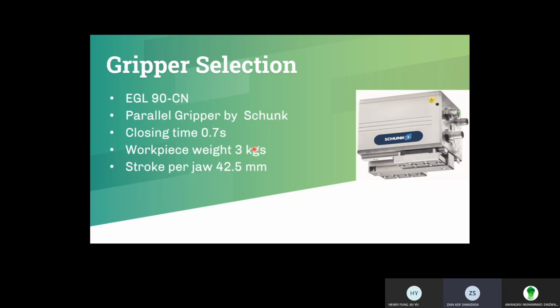So we came up with the EGL 90 CN, which is by Schunk. The closing time is around 0.7 seconds. The workpiece weight at a time is 3 kgs, and the stroke per jaw is 42.5, that is, in total, around 85 millimeters. Next, please.